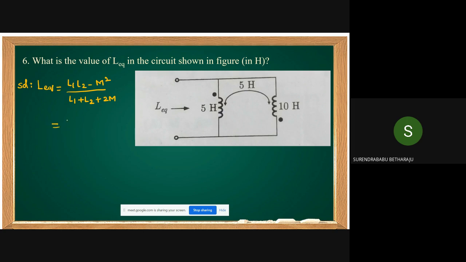What is L1? 5. What is L2? 10. What is M? 5. That is 50 minus 25 by 25. It is 25 by 25. Is it correct? This is 1 Henry. This L equivalent equal to 1 Henry, students. It is not minus 2M, it is a plus 2M.